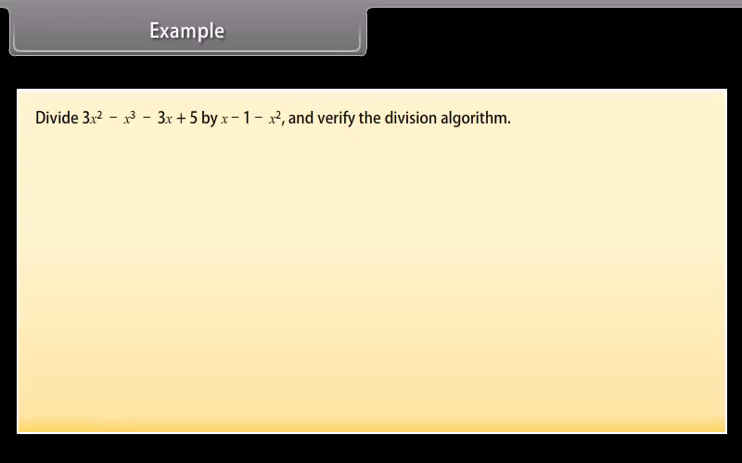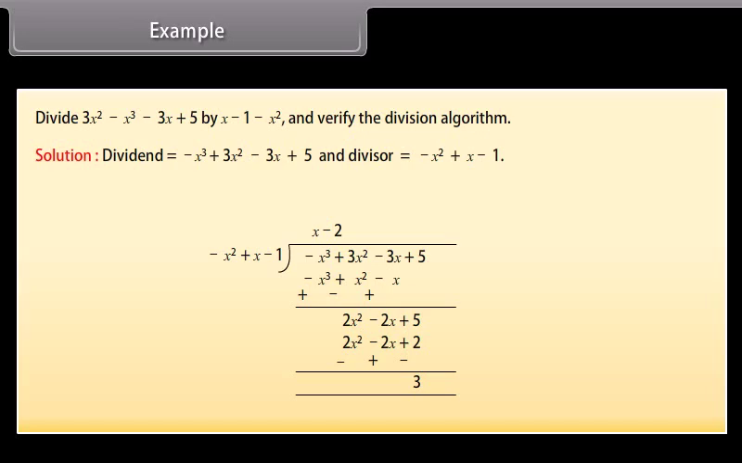Example: divide 3x squared minus x cubed minus 3x plus 5 by x minus 1 minus x squared, and verify the division algorithm. Solution. Firstly, we will write both the dividend and divisor in decreasing order of their degrees. Dividend is minus x cubed plus 3x squared minus 3x plus 5, and divisor is equal to minus x squared plus x minus 1. By dividing, we get quotient is equal to x minus 2 and remainder is equal to 3.